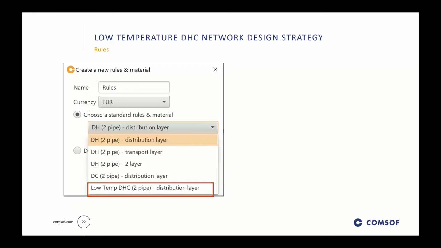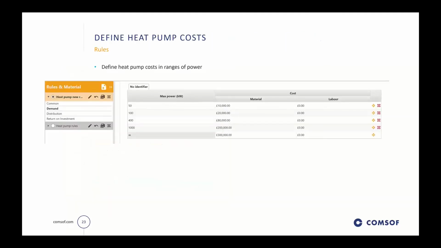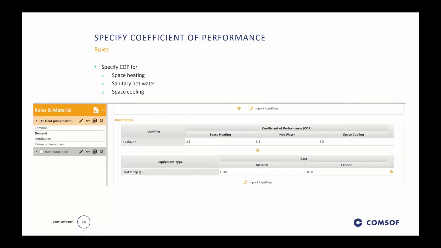To create the rules, you select the low temperature DHC distribution layer rule set. You can define the cost of the heat pumps in different ranges. Here, let's say up to 50 kilowatts, this is the price, up to 100, up to 400. You can specify the price of those heat pumps here in the demands tab of the rules. You can specify the different COP factors for space heating, hot water, and space cooling here. So this is the default setting that will be applied for all the heat pumps.